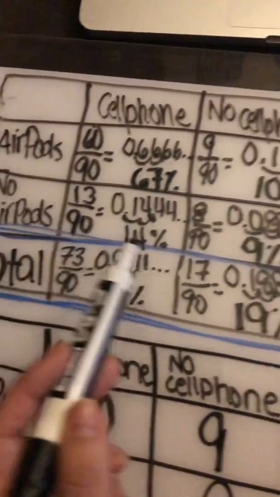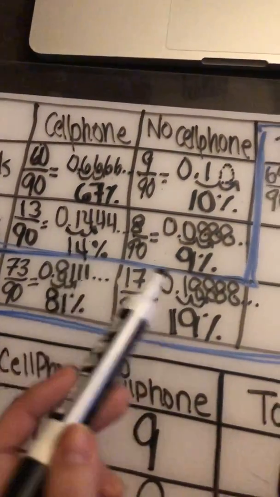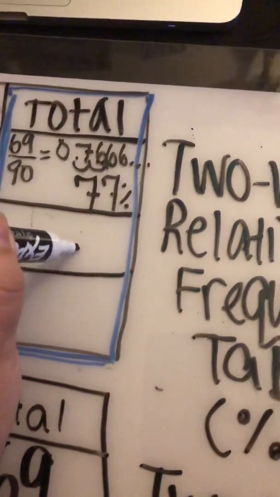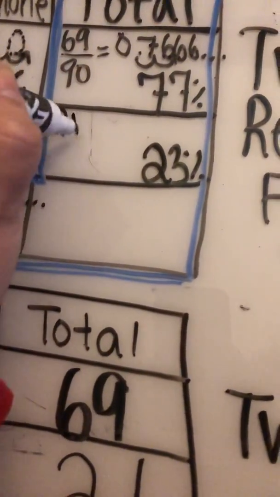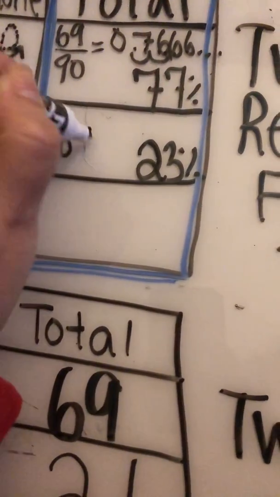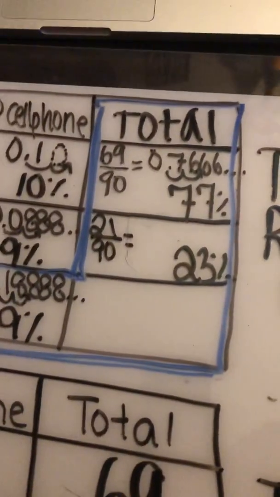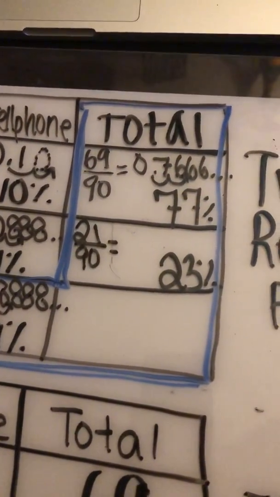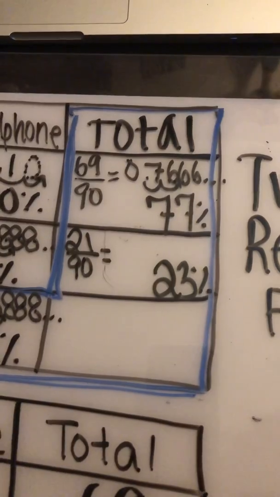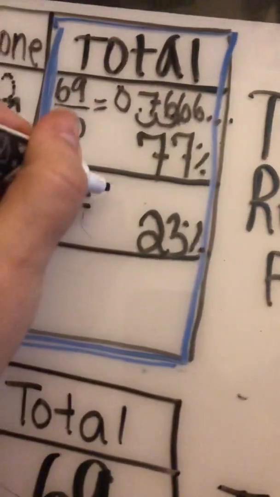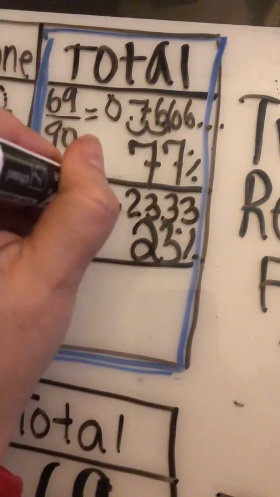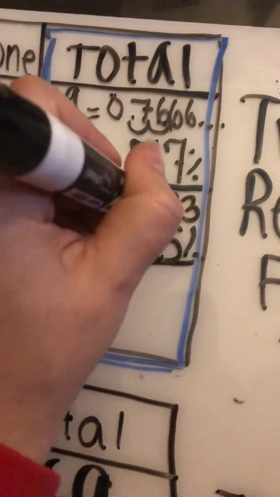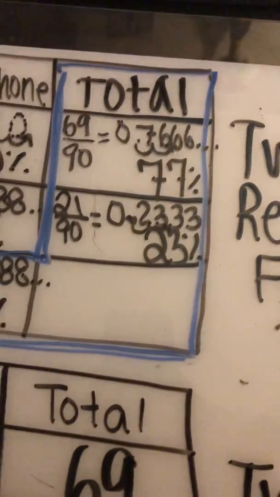We could then add this row. It would be 14 plus 9, so I know my answer should be 23%, but we'll check it. Let's see, it's 21 divided by 90. And that gives us 0.23 repeating. But when we turn that into the percent, it would be 23%, okay?